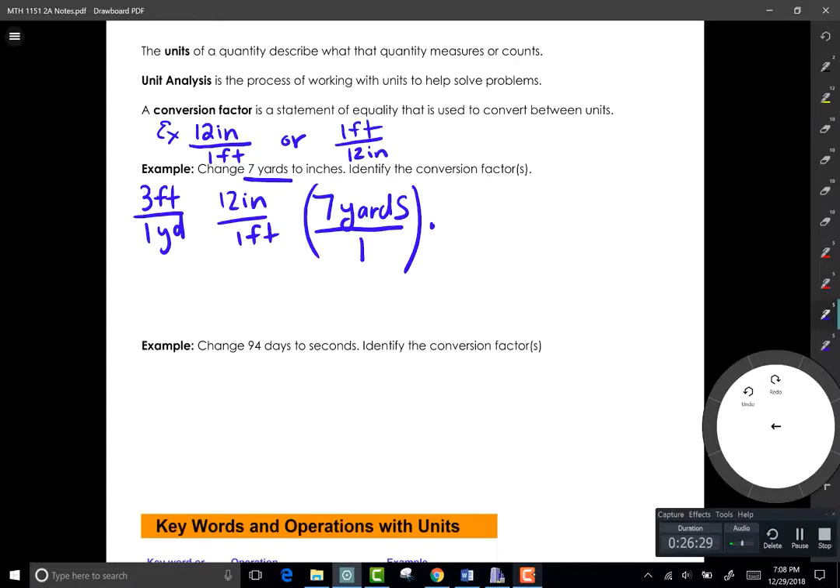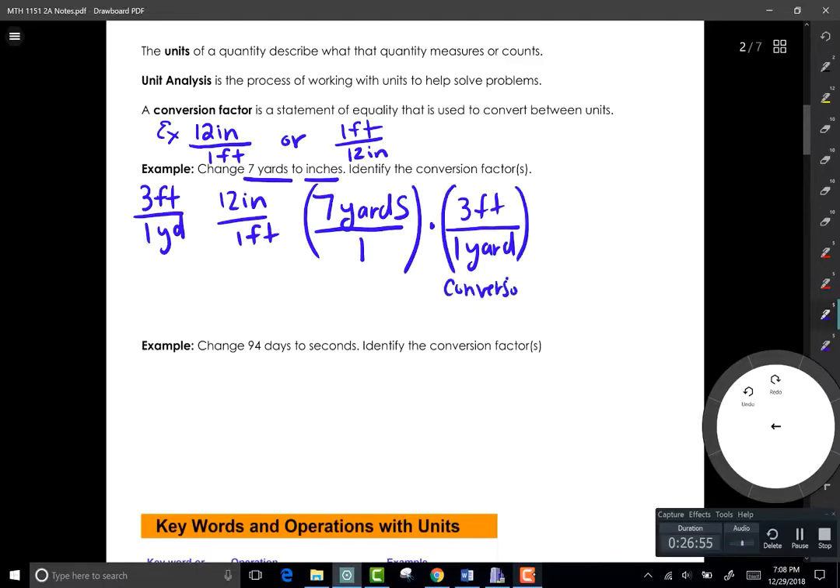Okay, now I want to change yards to feet, and then I can change feet to inches because our goal is to get to inches. Because I want to get rid of yards, I want to put yards in the bottom. So I'm going to put 1 yard is equal to 3 feet. So there's my conversion factor, one of them.